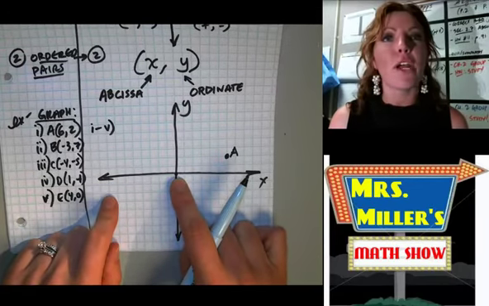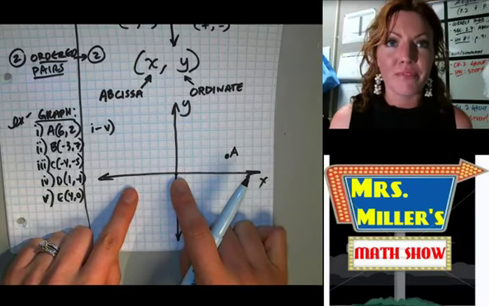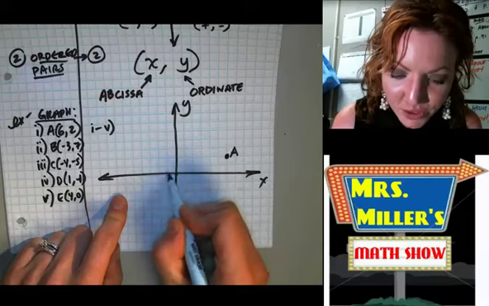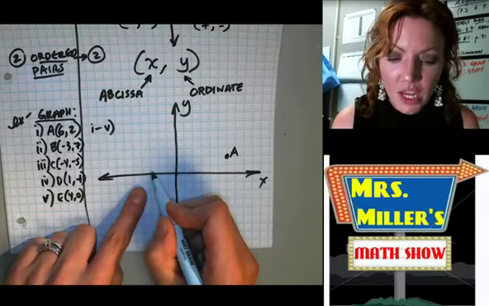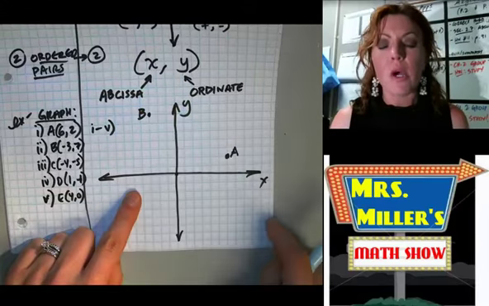Okay, how about B? -3, 7. How do I graph point -3, 7? What do I do? Ashley. Alright, so we start by going to the left 3 spaces. 1, 2, 3, okay, and then? And now we go up 7. 5, 6, 7. That's B. Make sure you're labeling these as you go, okay?